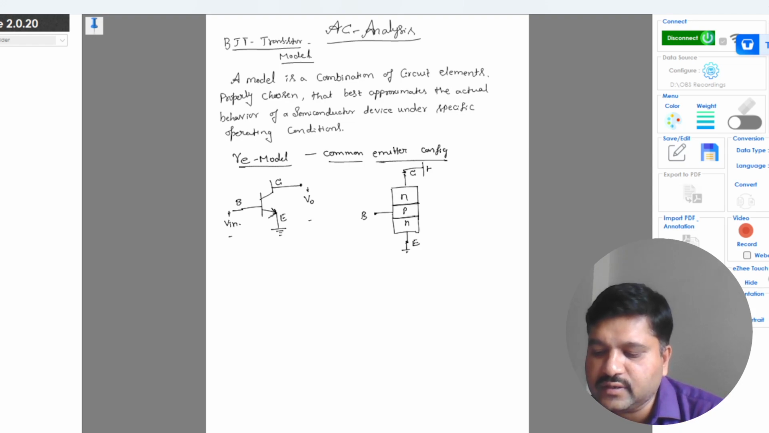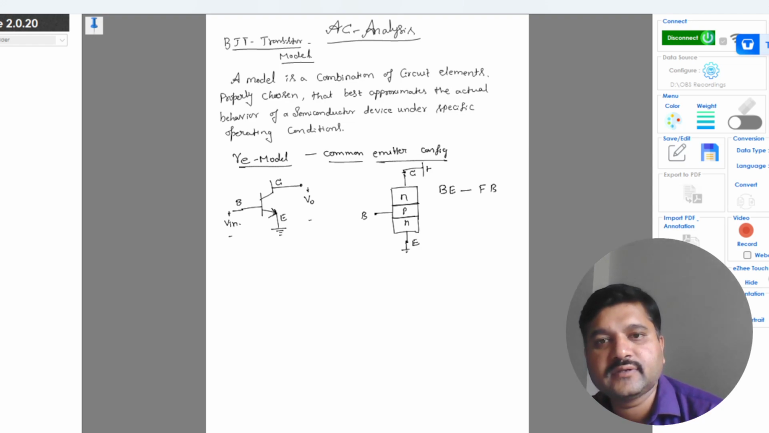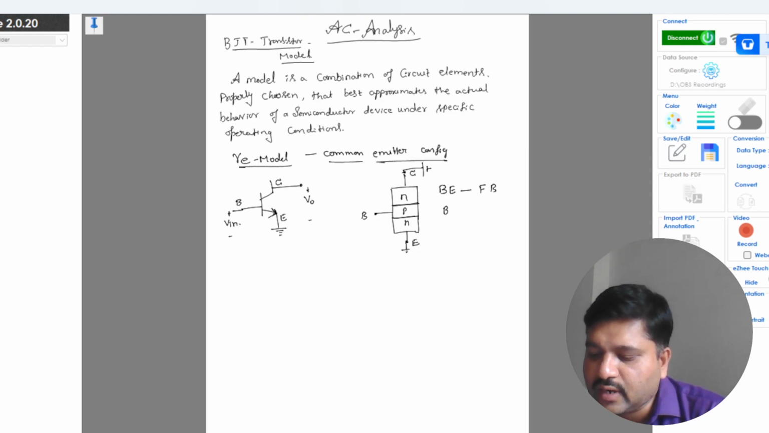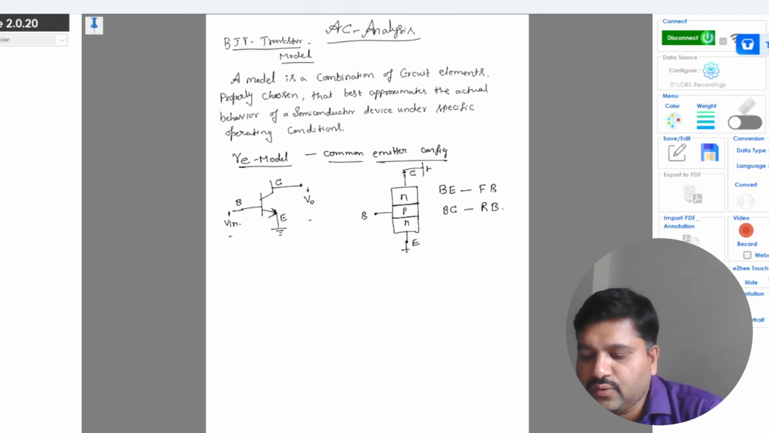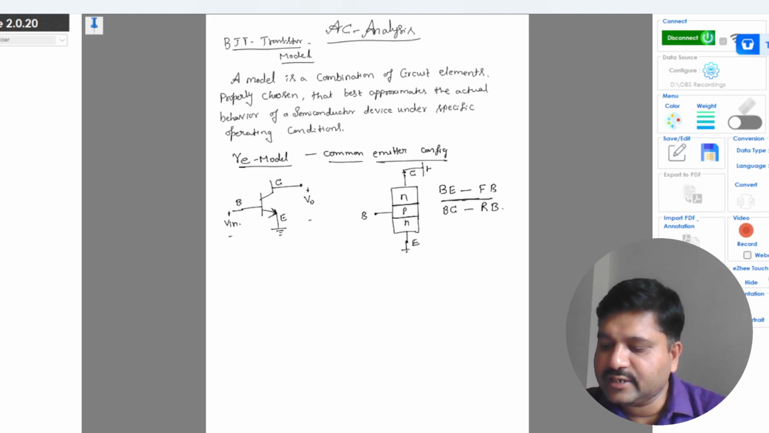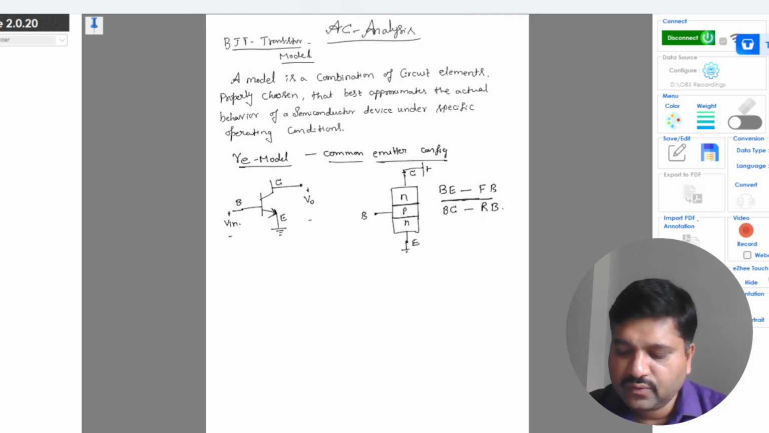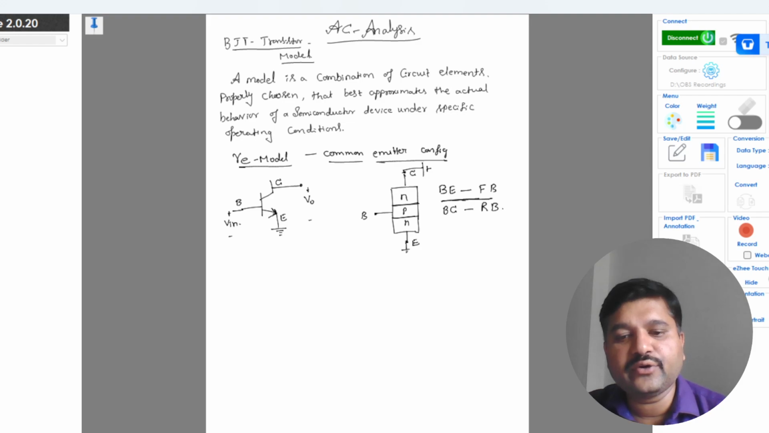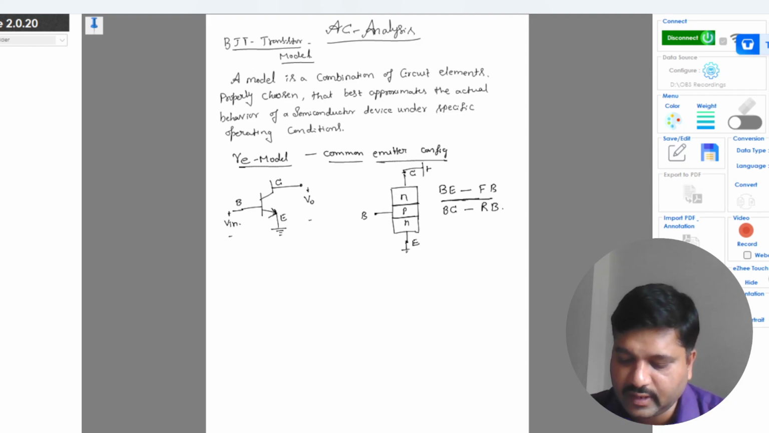To operate this, you need to ensure that the base to emitter junction is forward biased and the base to collector junction is reverse biased. Only when you ensure that the base to emitter junction is forward biased do you make this device turn on and operate accordingly, right? Now we are going to use this for an amplification purpose, so you need to make the base emitter junction forward biased. To represent that, we are going to model this first as an equivalent diode model.